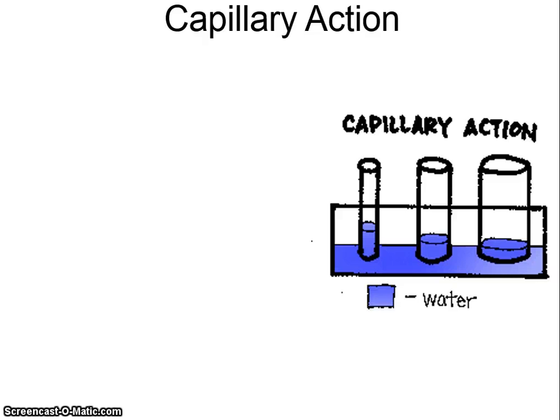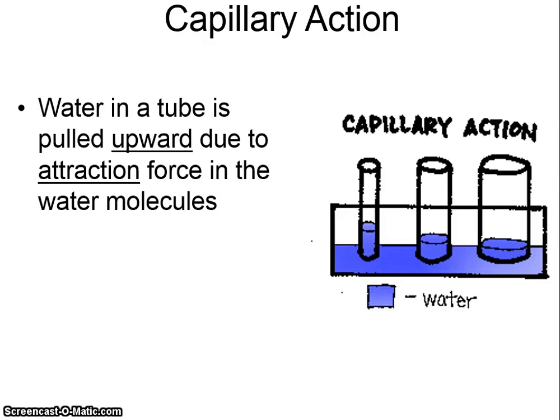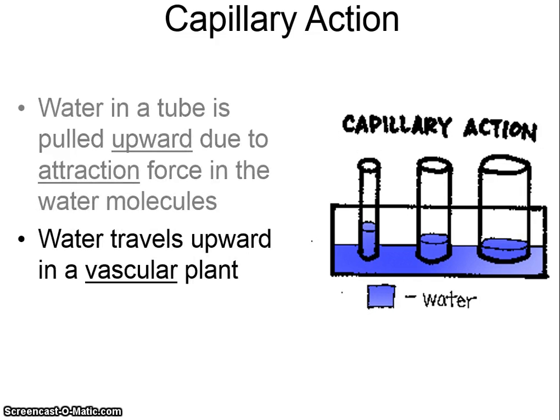You may have been wondering how all of those nutrients and water travel throughout a plant's vascular tissue, and it travels through thanks to a process called capillary action. And capillary action refers to the fact that water in a narrow tube is pulled upwards, and that has to do with attraction forces between the water molecules. So in a vascular plant, those vascular tubes are so narrow that water is pulled upwards.